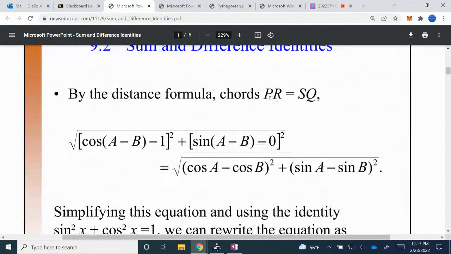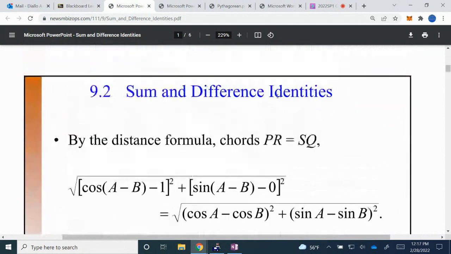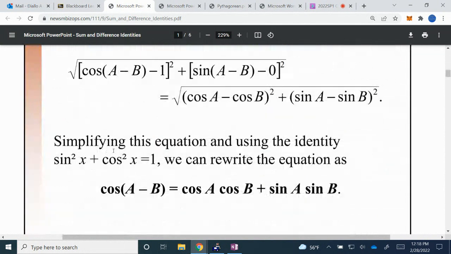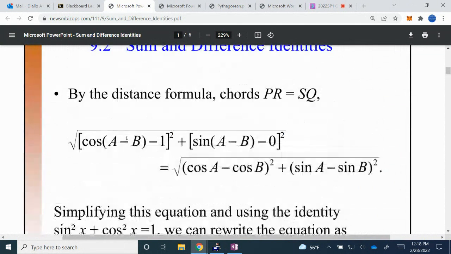In order to find the length of PR, if I go back to PR, which is here, we can use that distance formula. Remember from algebra, the distance formula was the square root of (x sub 2 minus x sub 1) plus (y sub 2 minus y sub 1). And that's what we have here.